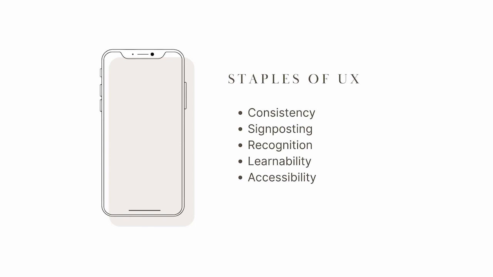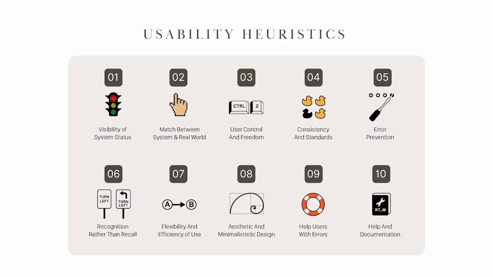And then accessibility, which is, are you considering, I don't know, blind people, deaf people, things like that. But it's not just for that. It's anyone. How easily readable is it? Things like that. So I'm not going to read them here because we're going to go through them. But these are the 10 heuristics.